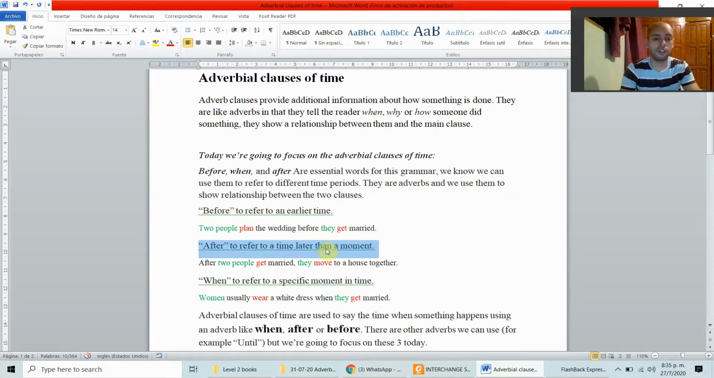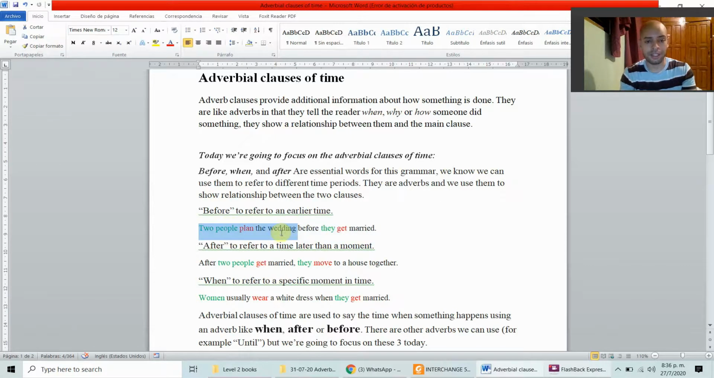We use after to refer to a time later than a moment. After two people get married, they move to a house together. And when to refer to a specific moment in time. For example, women usually wear a white dress when they get married. Let's take a look at the adverbial clauses. Before they get married, after two people get married, in this case, it's at the beginning, and when they get married.